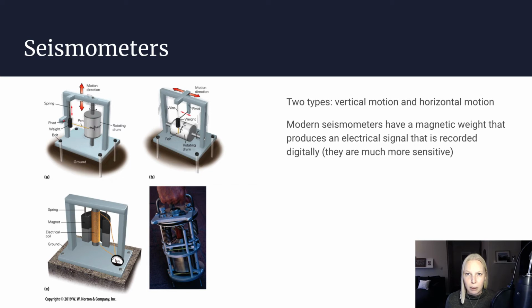These mechanical seismometers came in two different types. We would have a vertical motion seismometer that would record the up and down motion of the Earth's surface, and then there was a horizontal seismometer that would record side-to-side motion of Earth's surface. Modern seismometers today use a magnetic weight, and they produce an electrical signal that is recorded digitally, and they're much, much more sensitive than the mechanical seismometers that we used to use.